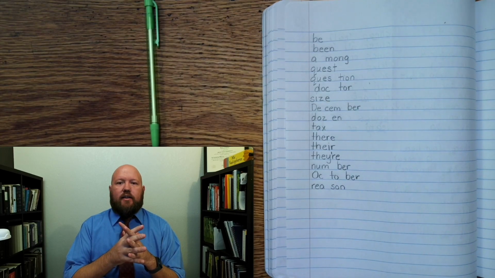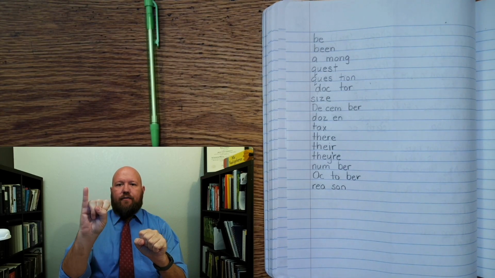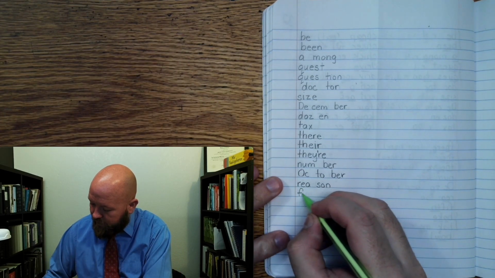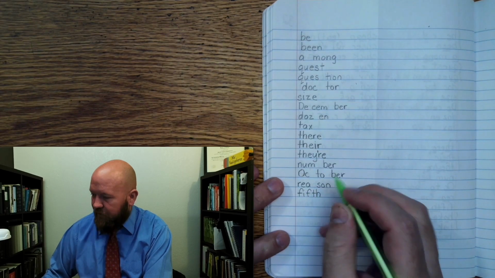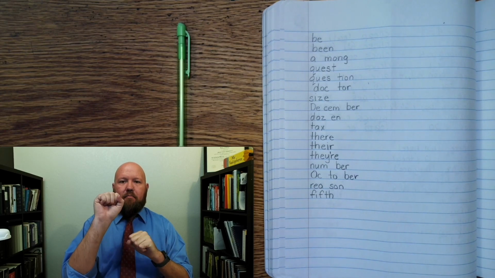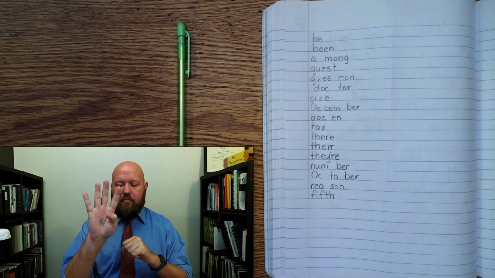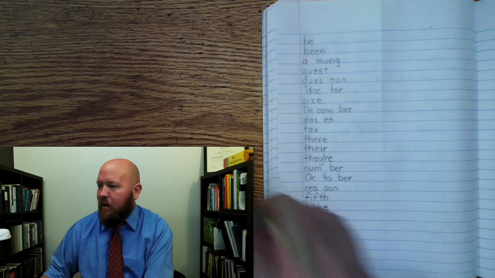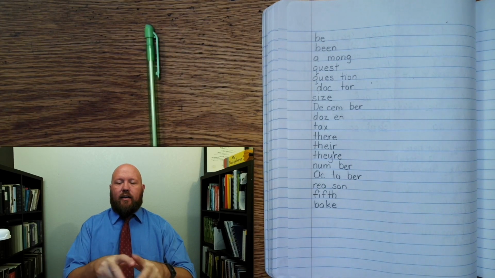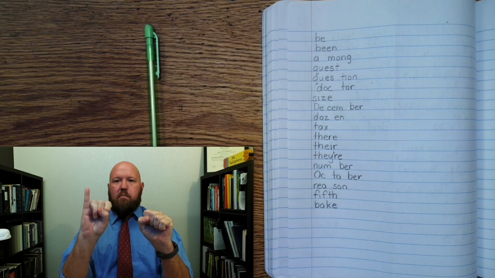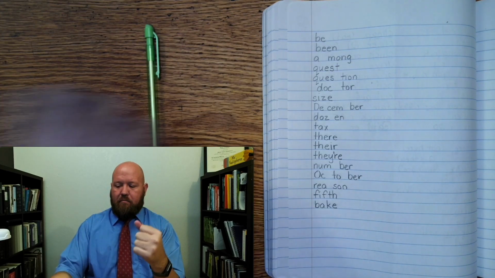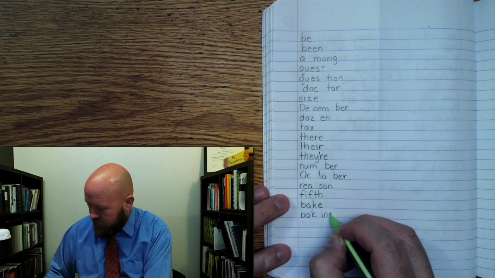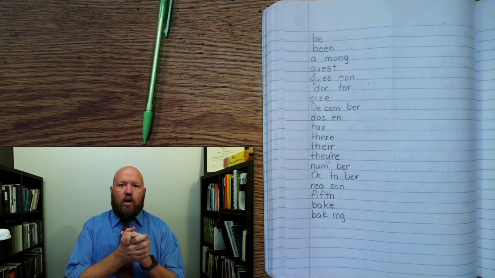Next word, fifth. Fifth. Fifth. Next word, bake. Bake. B-A-K-E. Bake. Next word, baking. Baking. Bake-ing. B-A-K-I-N-G. Baking. Next word, bowl. Bowl.